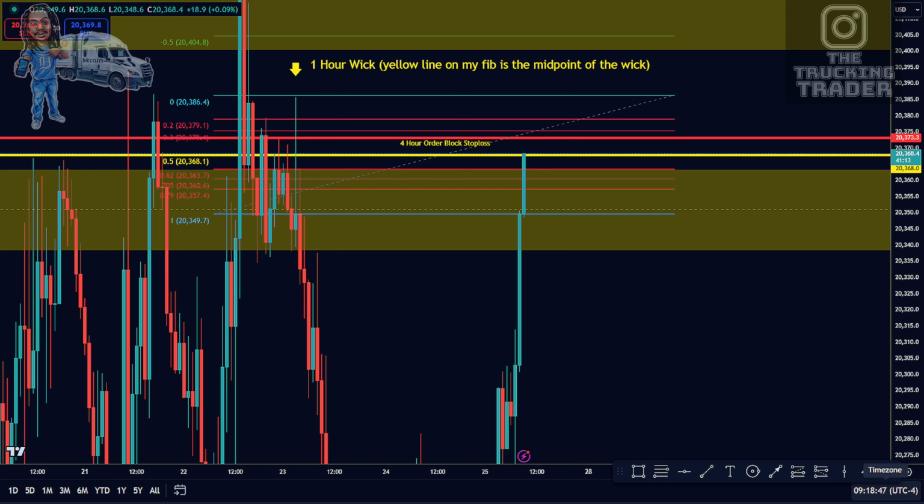So look at that dark yellow line on that wick. That dark yellow line is the midpoint of the wick, right? That little greenish shaded box was the order block that we identified on our 4-hour chart. So if you didn't see exactly where I had it marked, just rewind the video and go back to that slide and you will notice those were the order blocks on a 4-hour time frame.